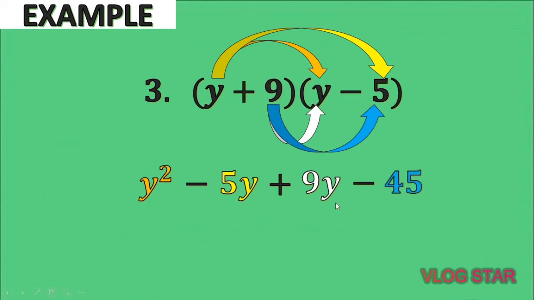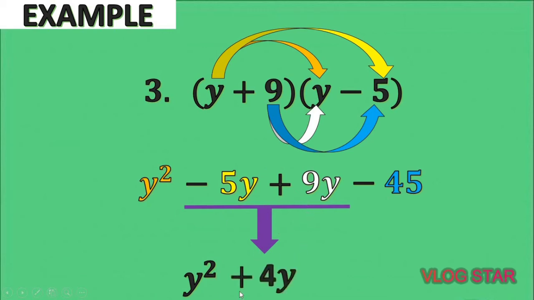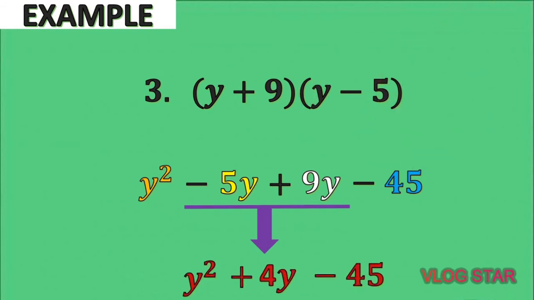Now, the two middle terms again can be combined since they are like terms. We have negative 5y plus 9y. Copying the first term y squared, now combining these two, since they differ in sign, we will subtract now. Subtracting 5 and 9, we have 4. The result is positive because 9y is larger than 5y and 9y has the sign positive. Copying the last term, we have minus 45. Therefore, the product is y squared plus 4y minus 45.